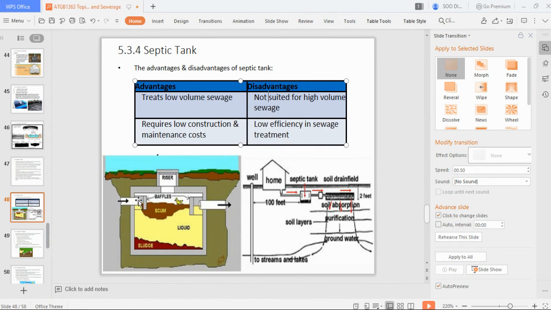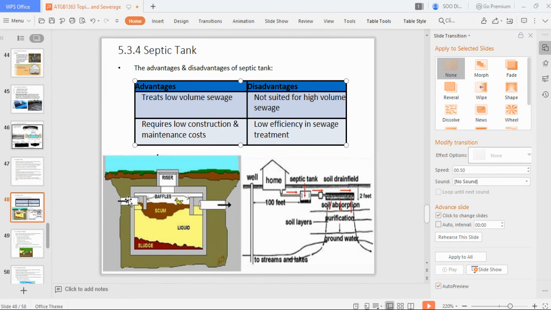So imagine the wastewater is being pumped continuously into this septic tank, everything will be mixed together. When everything is mixed together and the water level has already reached the output, it will just flow out from in here. Everything is still mixing together, it will just flow out and you actually contaminate the surrounding soil. So that's why, if it's possible, we do not want to have a septic tank.